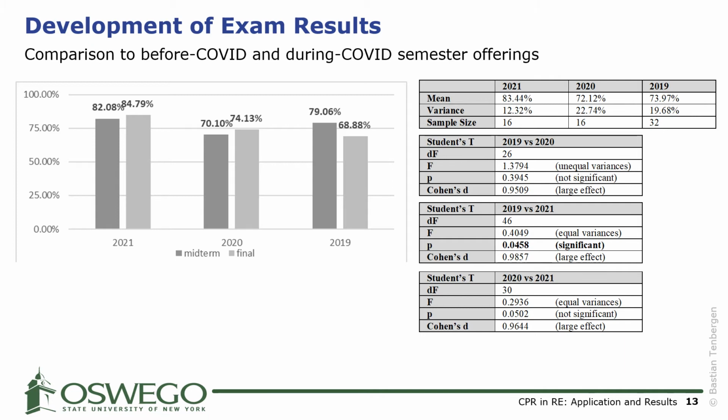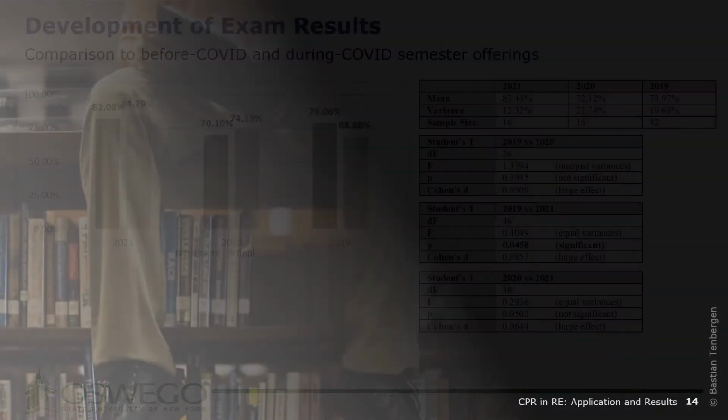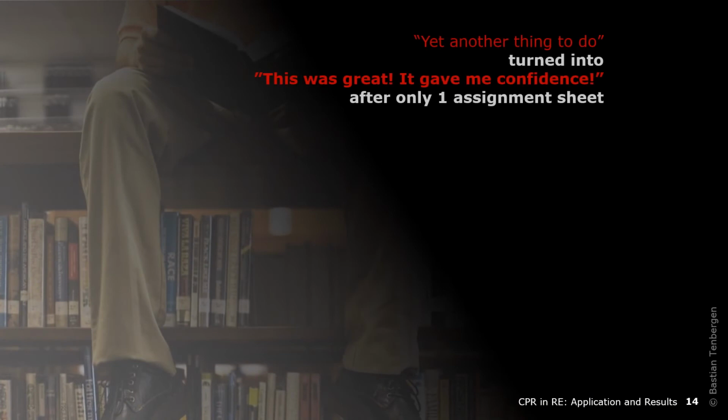These results are significant for 2021, where students were significantly better than 2019. Not significant for 2020, though, even though we got mighty close here, but it's still not significant. Right? So this was pretty encouraging. The question, of course, now is, how did students like it?